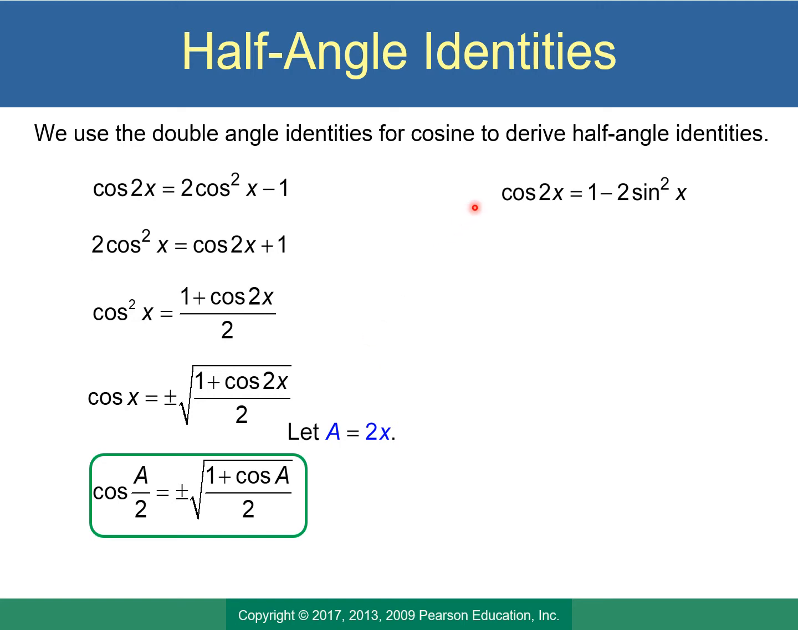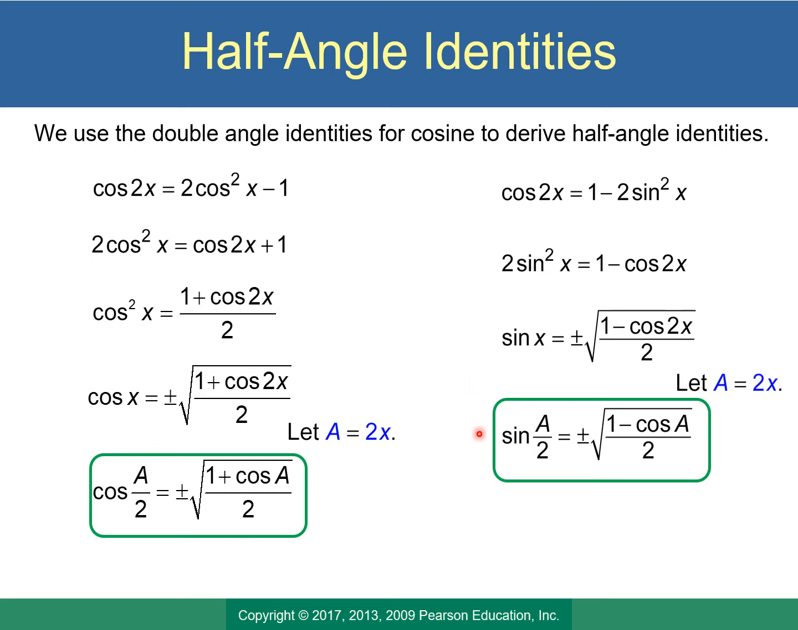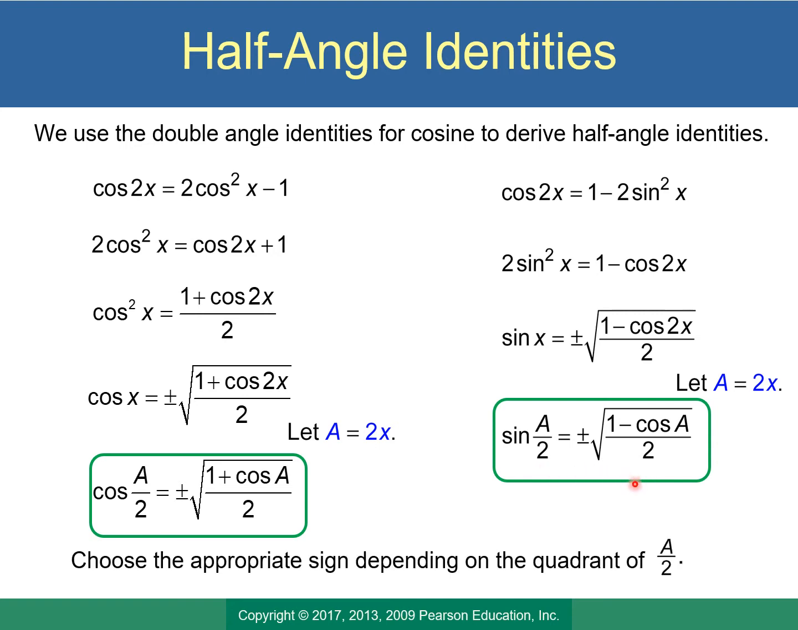We're going to do the very same process with our alternate double angle formula for cosine, and then we'll solve for sine x. Same process as the last one. When we take the square root, we'll replace 2x with a, giving us our next half angle identity. So sine of half of a, or a over 2, equals this quantity. You actually have to choose which plus or minus you're going to use, either positive or negative, depending on which quadrant this angle is in. We'll do an example where we figure out which quadrant, and therefore which sign, plus or minus, to use.